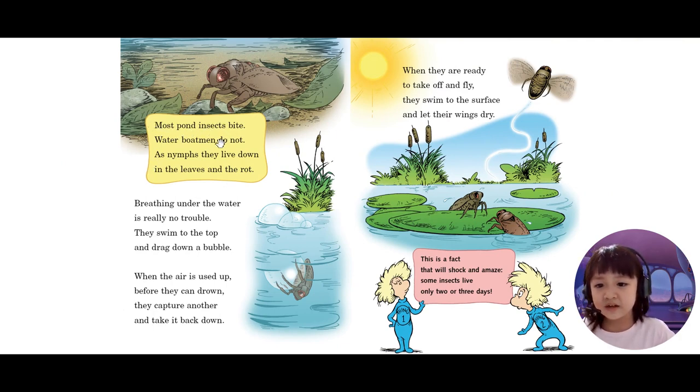Most pond insects bite. Water boatmen don't. As nymphs, they live down in the leaves and rot, breathing under the water. There is no trouble. They swim to the top and drag down a bubble. When the air is used up, they capture another before they can drown, and take it back down. When they are ready to take off and fly, they swim to the surface and let their wings dry.